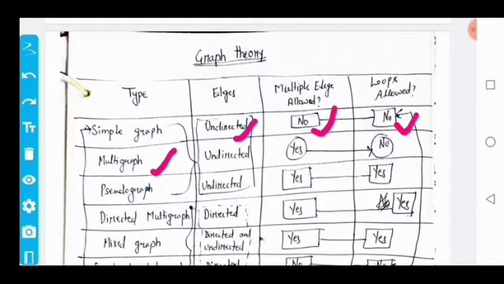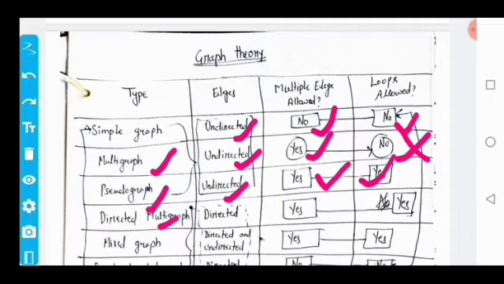In the multigraph, the type of edge is undirected and multiple edges are allowed but loops are not allowed. Next is your pseudo graph. So here the type of edge is undirected and both multiple edges as well as loops are allowed. Now next is your directed multigraph. So a directed multigraph contains directed edges and here multiple edges are allowed plus loops are also allowed.